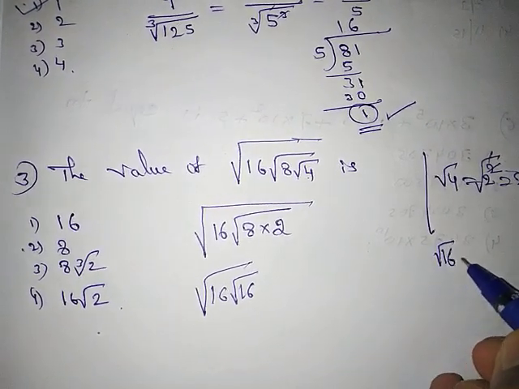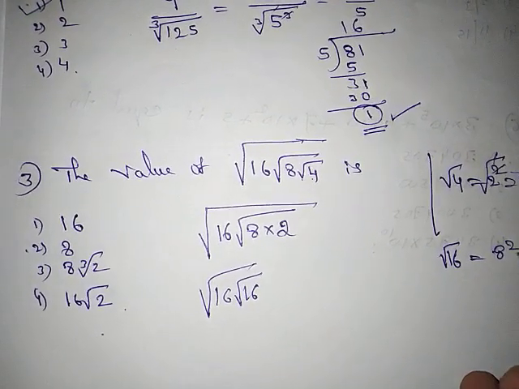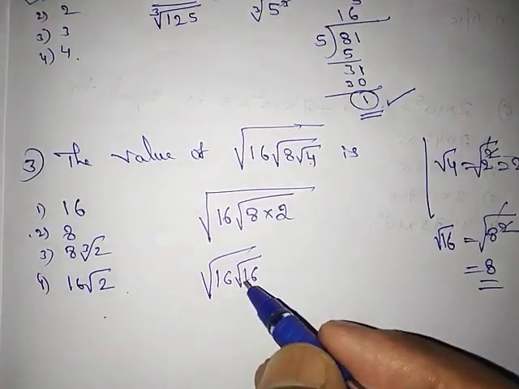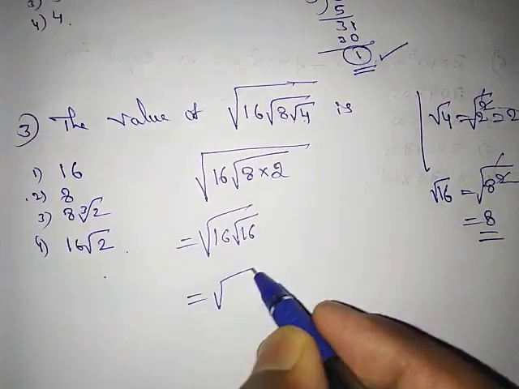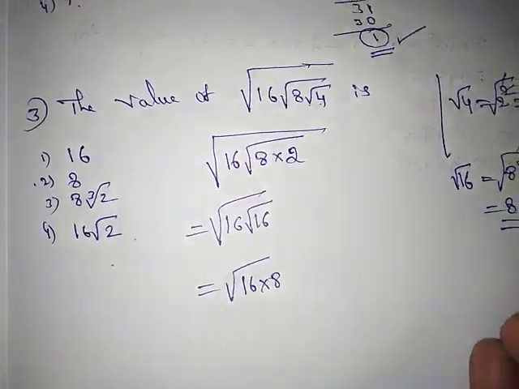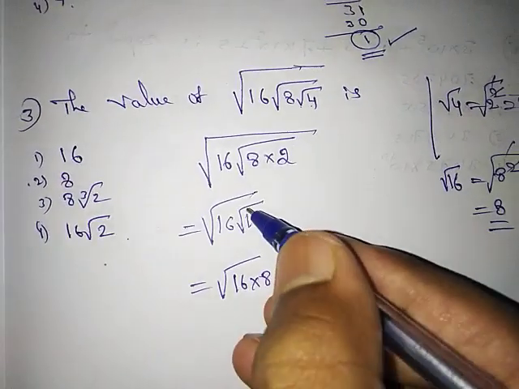So root 16 means what? 8 square. Square and root get cancelled, 8. The value of root 16 is 8, right? So that is 16 multiplied by 8. So when you are cancelling these, you need not write a root again.